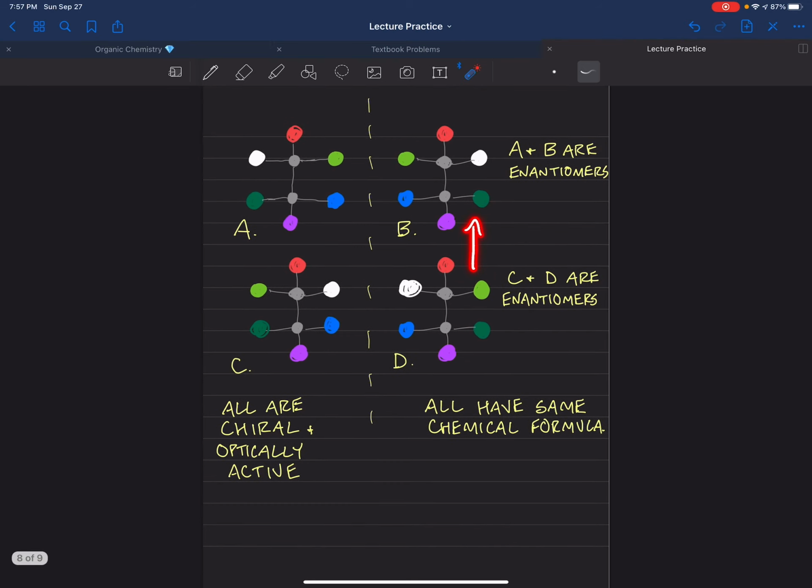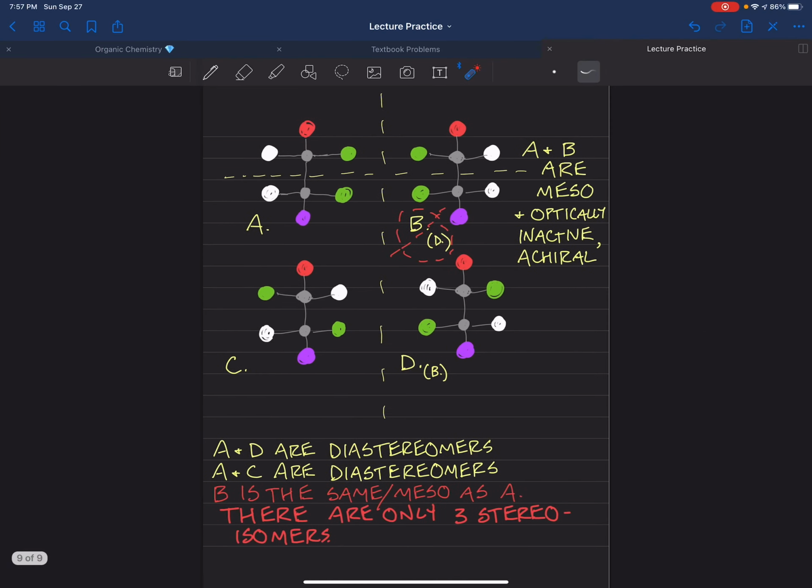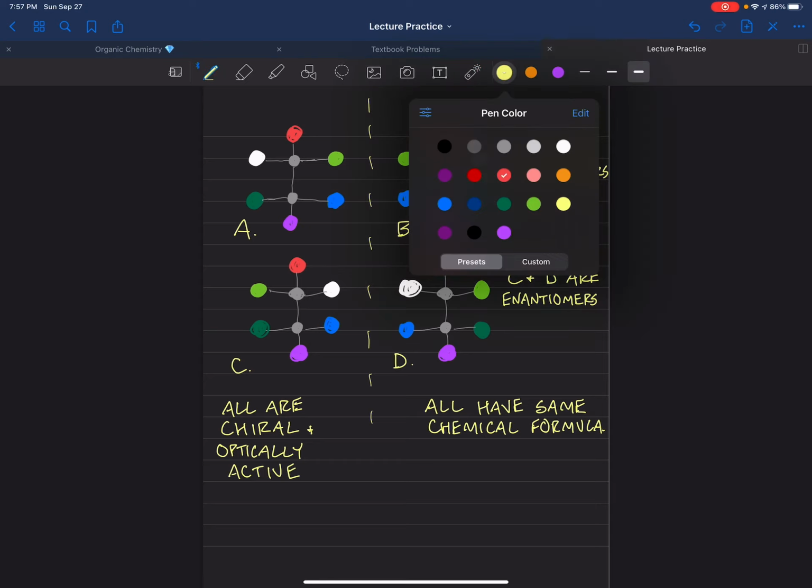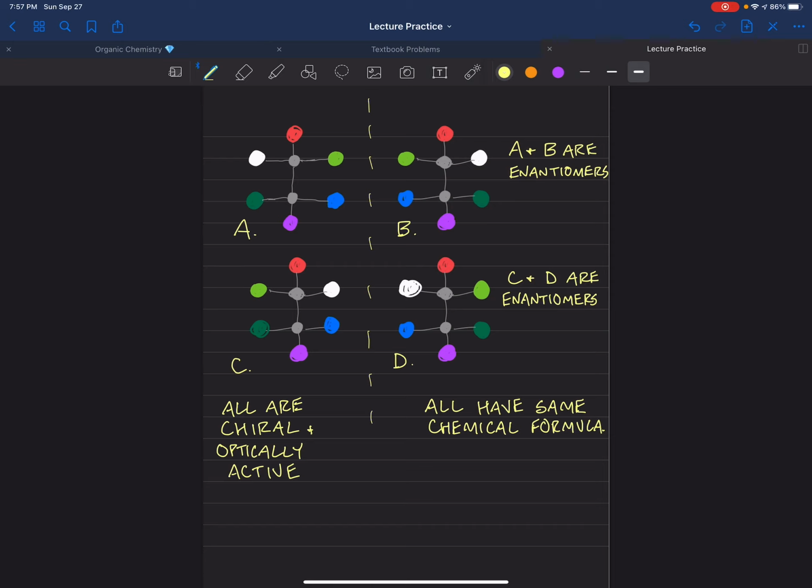These are not enantiomers because they are not mirror images. Blue is on top of white. You'll never have that make a mirror image, okay? They're what's called diastereomers. Anything that is not a mirror image is a diastereoisomer. I don't know if I'm saying that right. What we're going to say is B and D, diastereo. There's a difference there. A and C, diastereo. Okay.